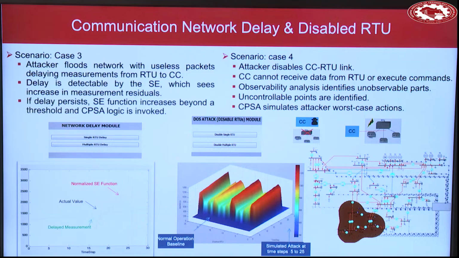And the last scenario where you assume a disabled RTU, you're not receiving any data, there's no delay, you're not getting any data at all from one of the RTUs or from a number of RTUs, for example. In that case, you lose the observability. You have no understanding of what's happening at substation X because you're not getting any data. So we run those kinds of things to understand what the situation looks like.